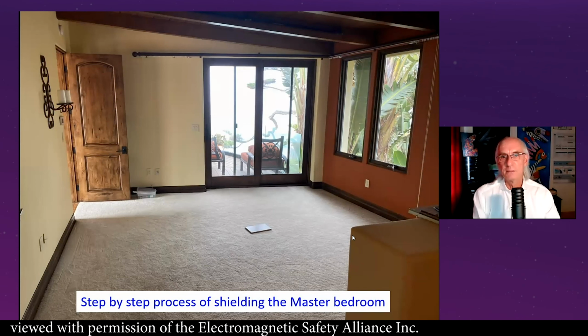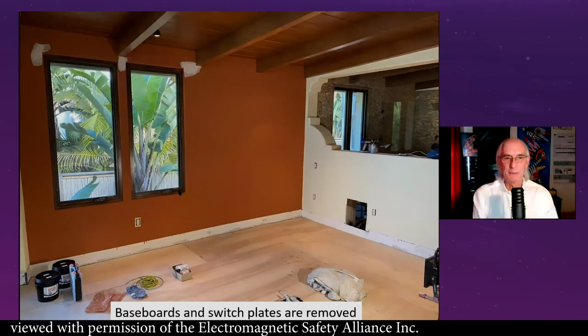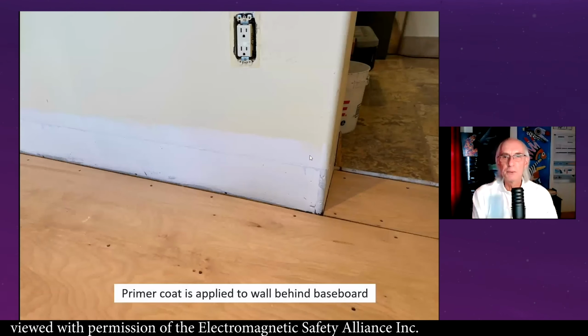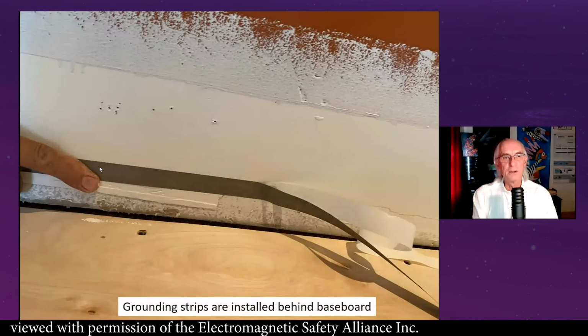This is how the master bedroom looks in the beginning, before we start. When we use shielding paint, we always have to put a ground strap onto it, which will be visible afterwards, especially on flat wall surfaces. So our goal was to put it behind the baseboard so that it will not be visible. So we removed the baseboard, and since the drywall behind it isn't primed, we use some primer coat so that we have a good surface to attach our grounding straps to.